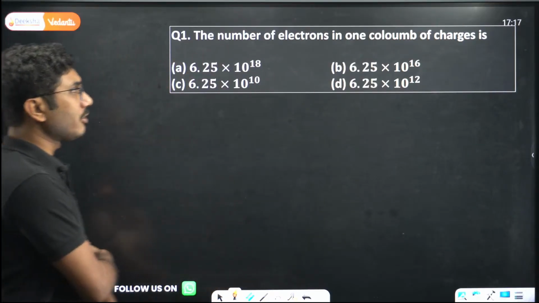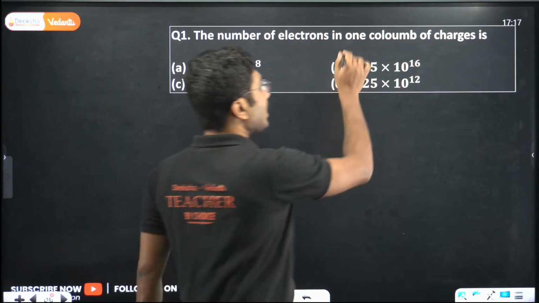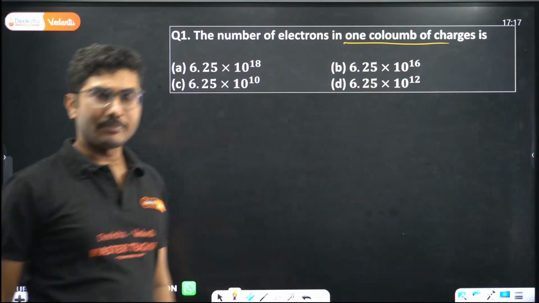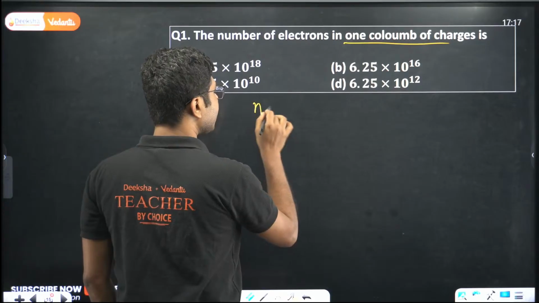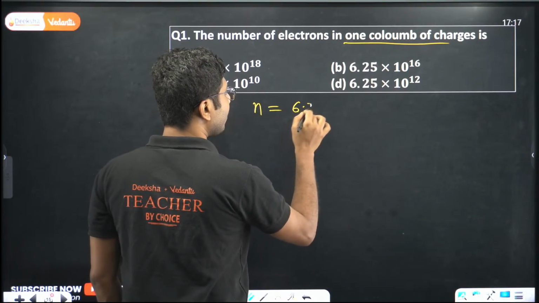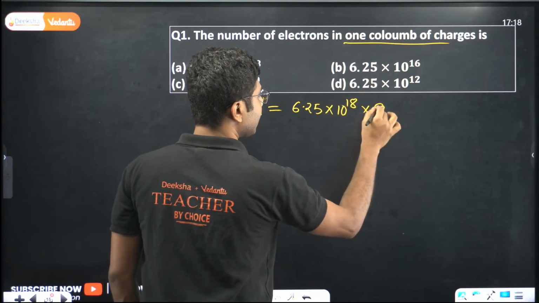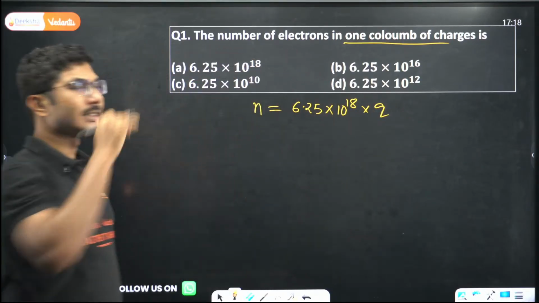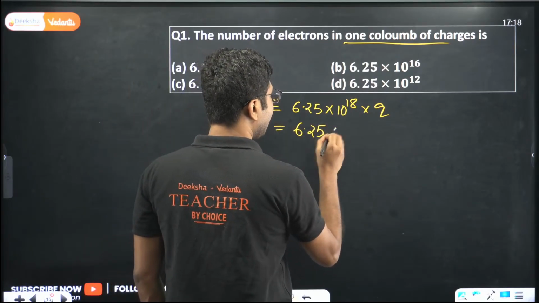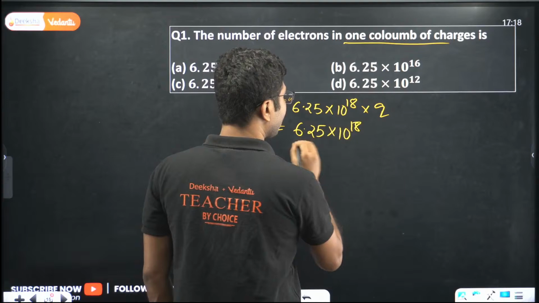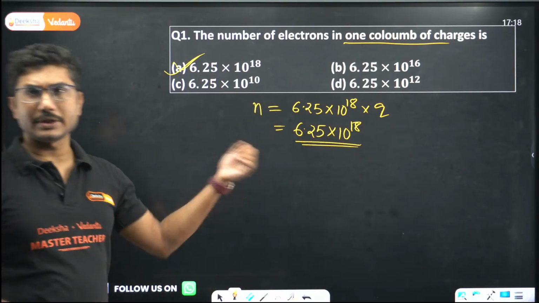The number of electrons in 1 coulomb charge. So as I mentioned, if the charge is given as 1 coulomb, 1 nanocoulomb, 5 coulomb, 10 coulomb, in that case it is very easy to find the number of charges. It is 6.25 into 10 to the power of 18 into the charge, right? So if the charge is 1 coulomb, that means simply 6.25 into 10 to the power of 18. So this is the number of charges. Okay, no other calculation required. Easy question, easy answer.